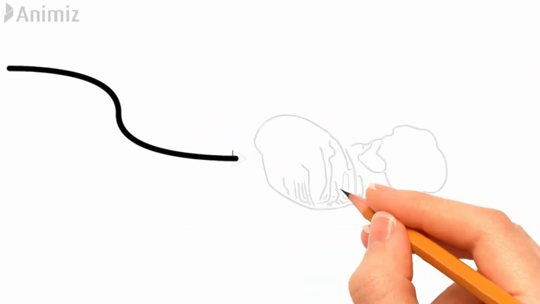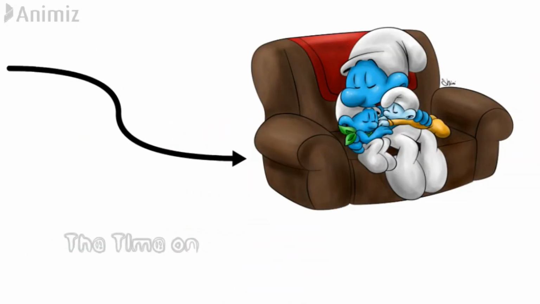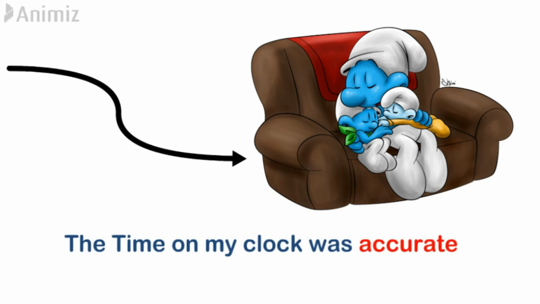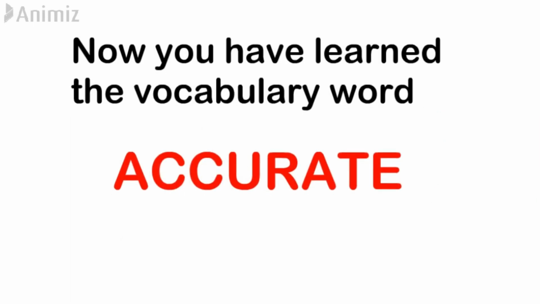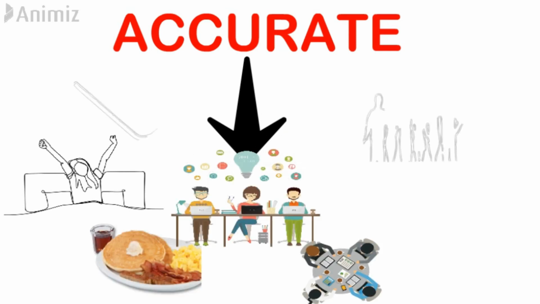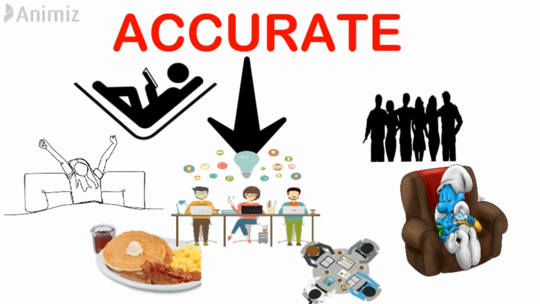And finally, we realize that it is bedtime. The time on my clock was accurate. And now, you have learned the vocabulary word accurate. Until next time, try to use this vocabulary word at least one time every day. You can do it. You can speak English.